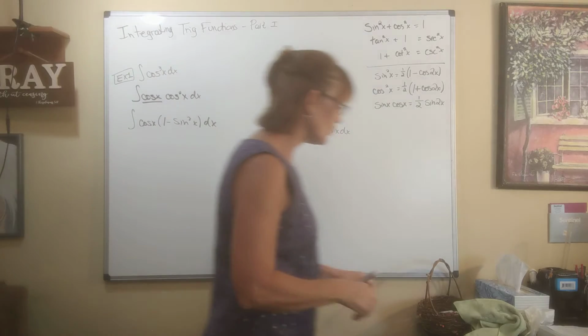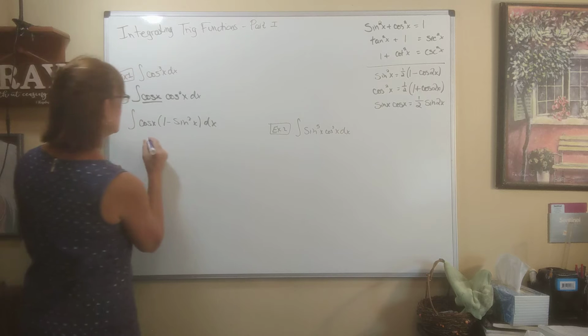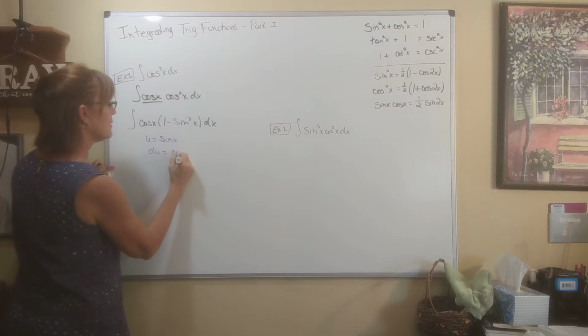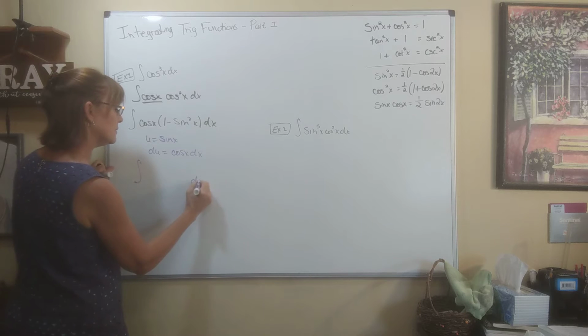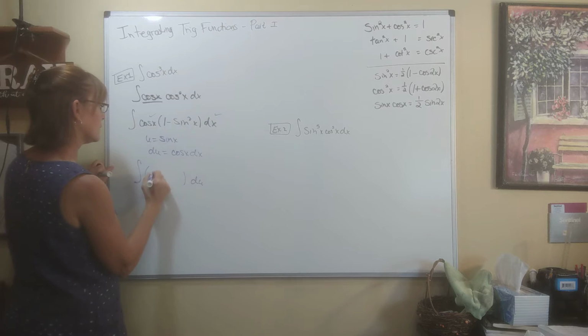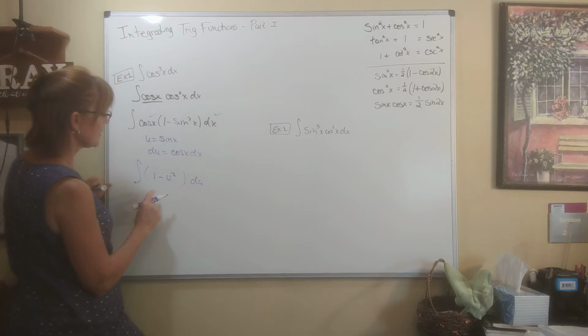Let's let u be sine x, right? Then du is the cosine of x dx. So if we rewrite this in terms of u, just by writing down du, we took care of cosine x dx. And now what we're left with is 1 minus u squared. And we can integrate this, no problem.